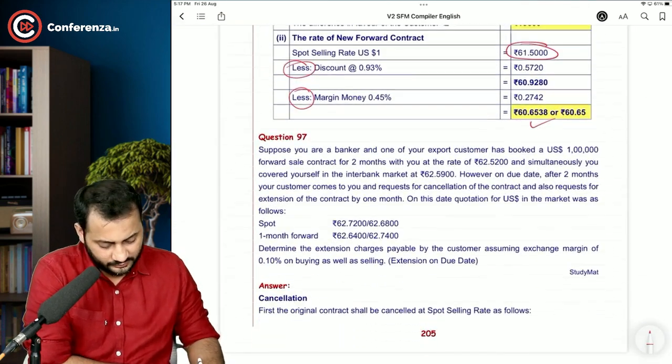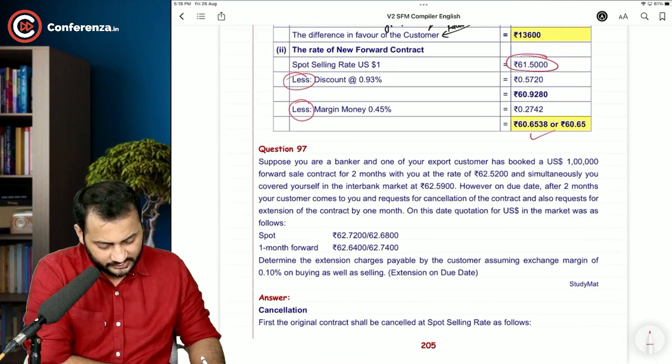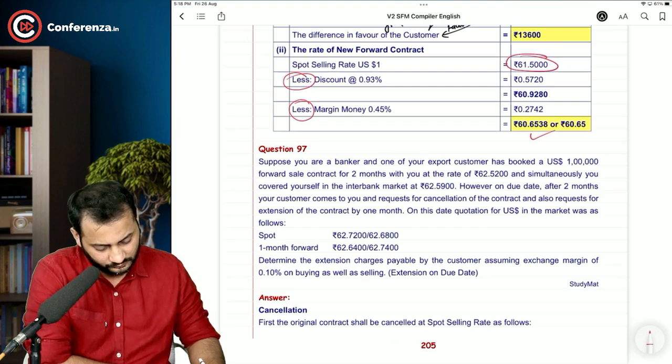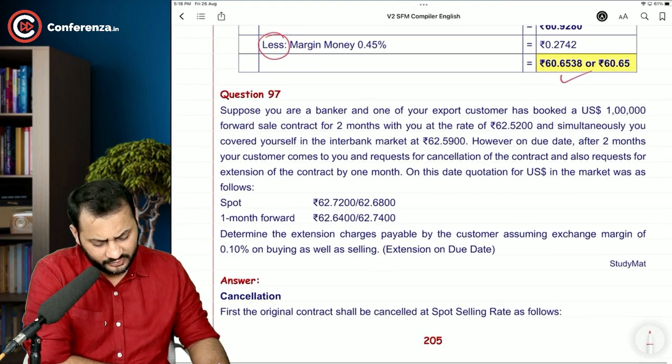Okay, let's come to question number 97. This is also extension on due date, and I think I should skip this question. If there is nothing new, I will do that.